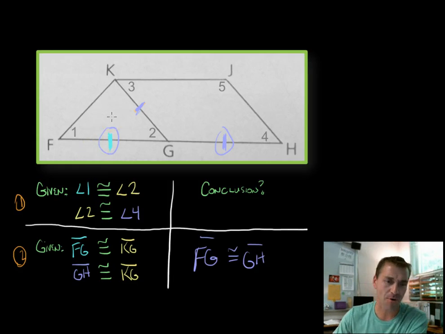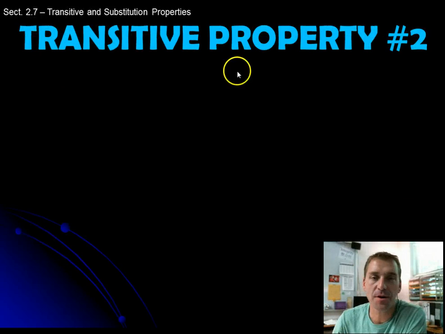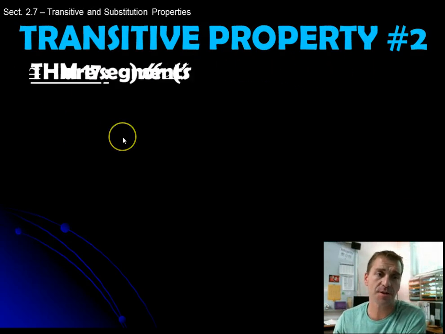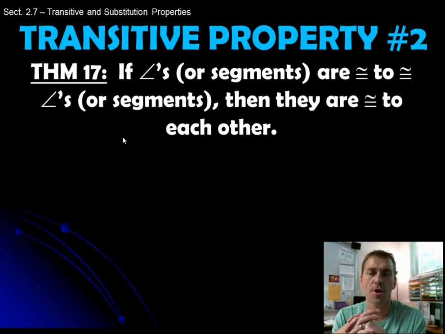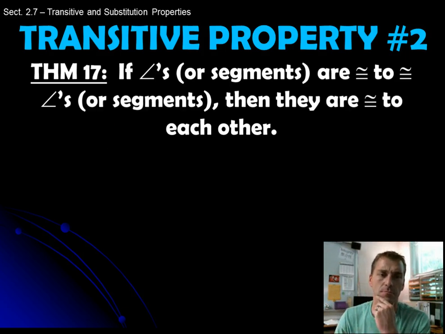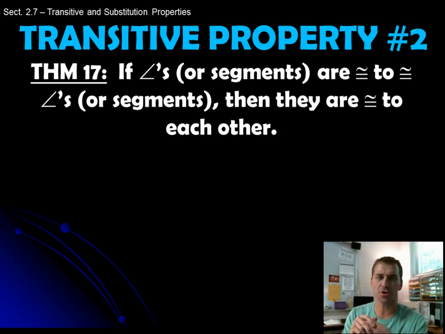So let's go back to our foldable and get the next theorem, which is theorem 17, which is still another transitive property. So transitive property number 2, again, this still goes on the same part of the actual flap on the foldable. It is theorem 17. Now this one says, if I have angles that are congruent to congruent angles, then they are congruent to each other. Or they could be segments. So if segments are congruent to congruent segments, then they're congruent to each other.